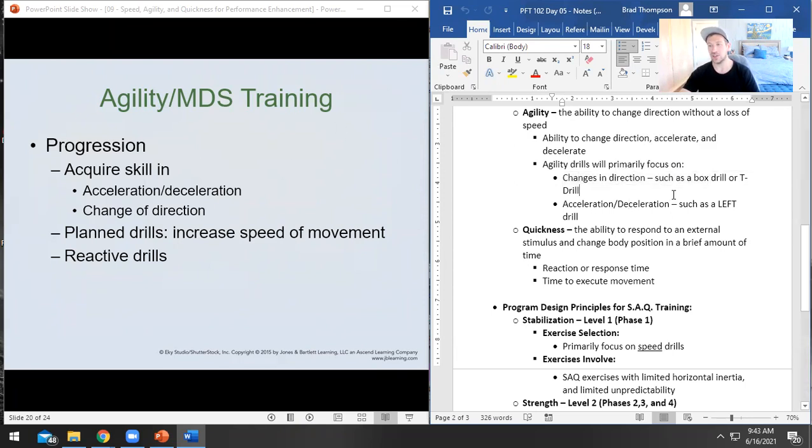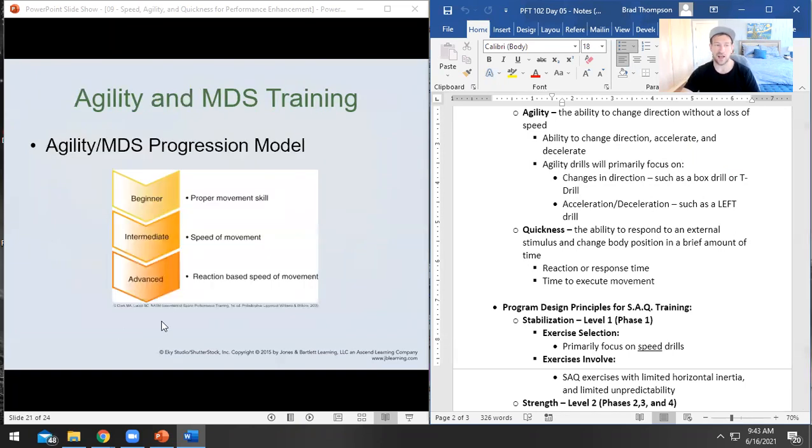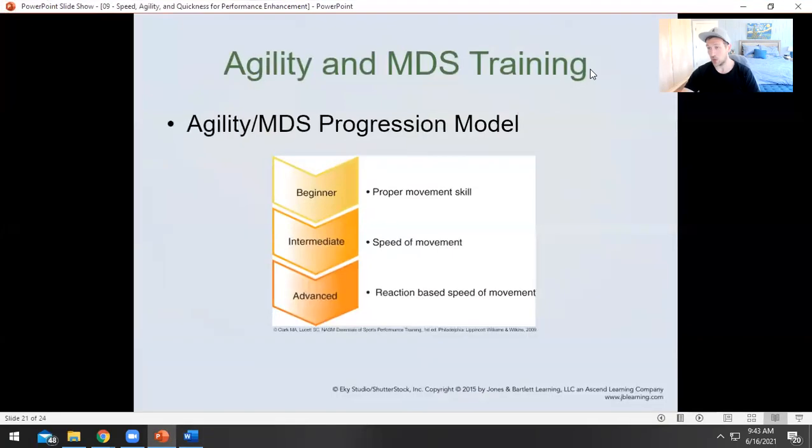So changes in direction, the box drill, the T drill are all really good ones. Acceleration, deceleration, the L drill is really good. That's what we're looking for with agility. So when you are coaching this with your clients, make sure with your beginners, start with the proper movement skill, learn how to do the movements in particular first. Then you can start working on getting up to speed.